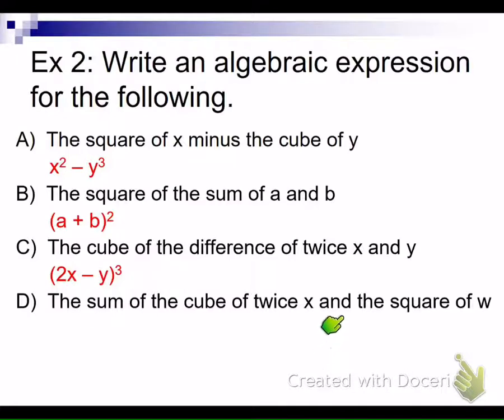And then just sort of do it in halves. The cube of twice x. So (2x) to the third, good. Plus w squared. Very good.